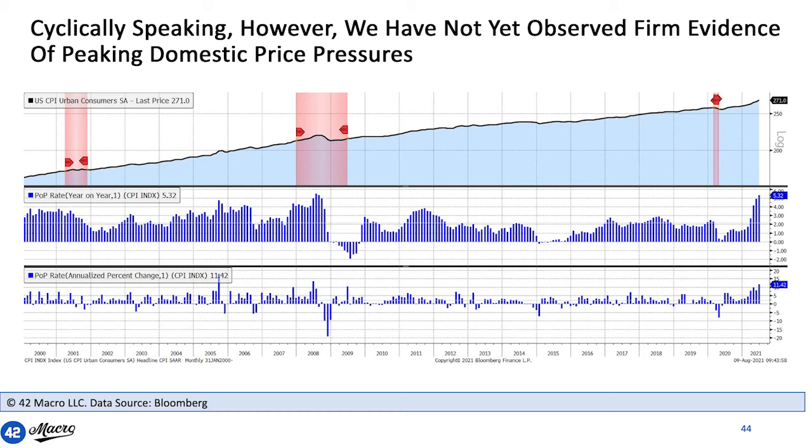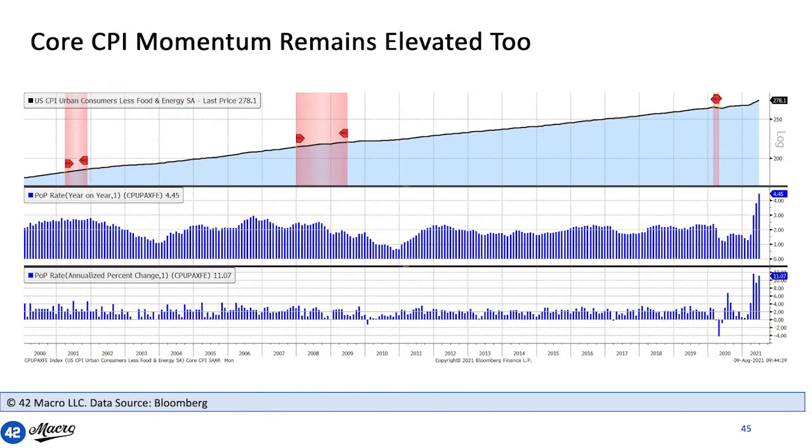This is headline CPI on a seasonally adjusted basis, the blue shaded area at the top. The key takeaway from this chart is that headline CPI is growing at an 11% annualized rate. So that's obviously accelerating to the upside on a year-over-year rate of change basis as well. So we have not observed peaking price pressures, at least on a headline CPI basis. On slide 45, core CPI momentum remains elevated as well. Still up 11% on an annualized basis.